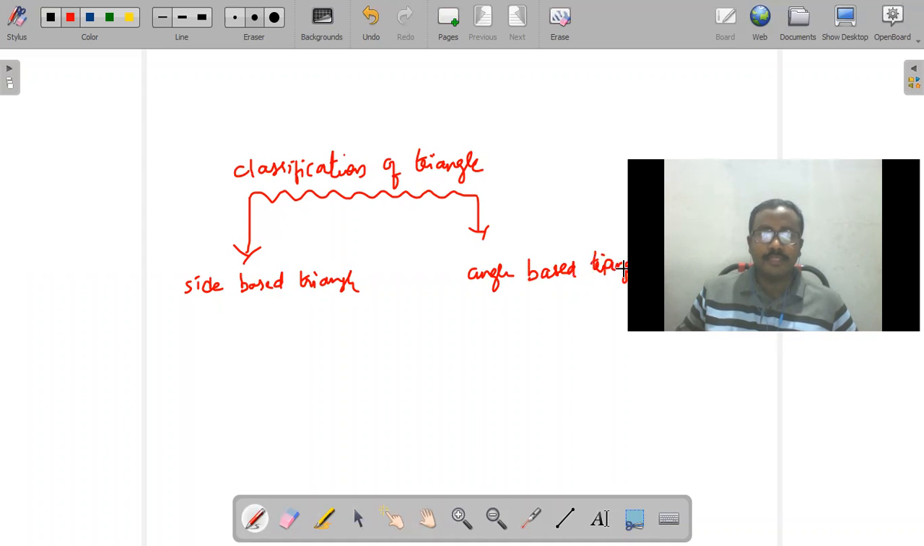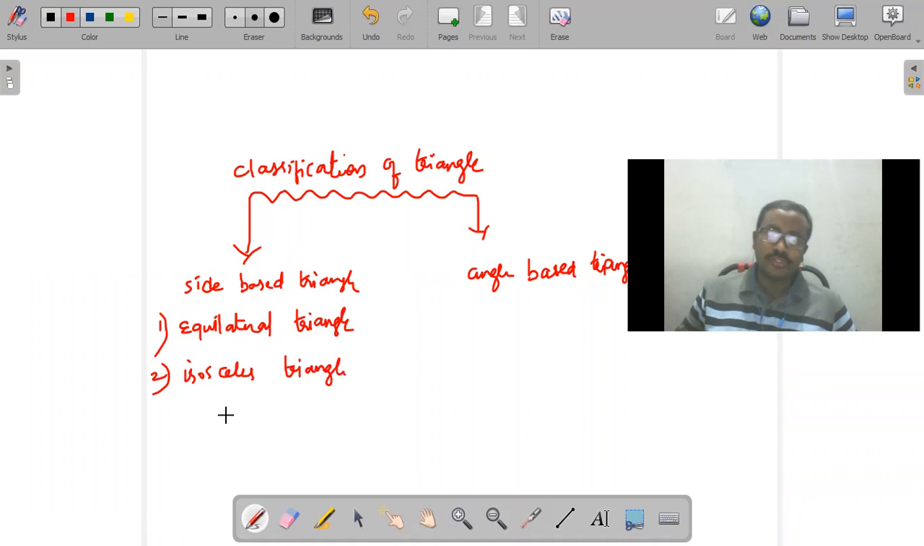In the side-based triangle we have a few types: equilateral triangle, isosceles triangle, and the last one is scalene triangle.